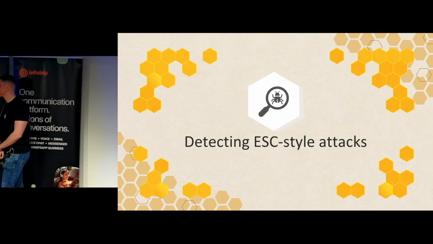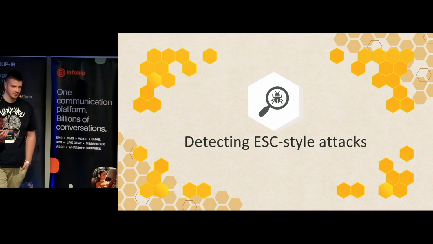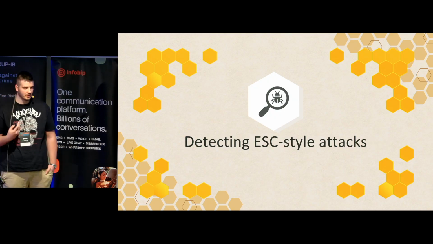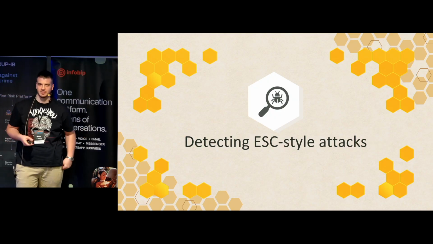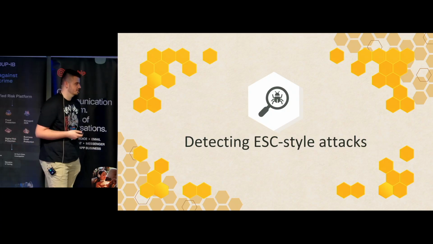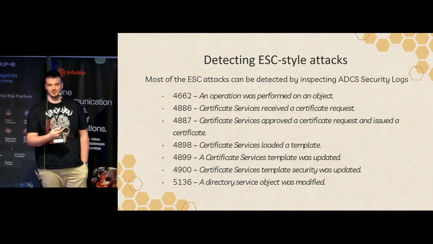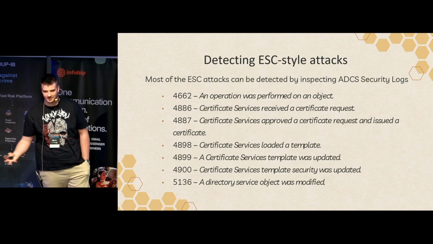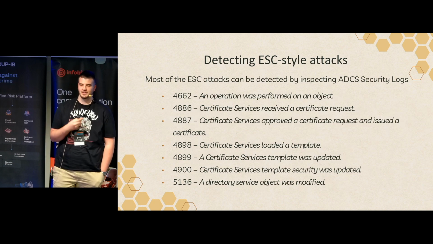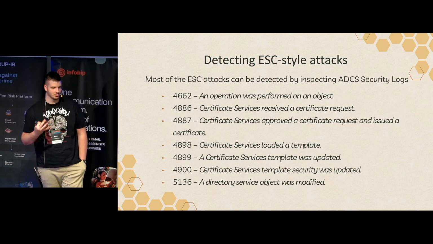So as Josip just mentioned, we have a bunch of ESCs that we can exploit. The thing that we should be generally interested in is how do we detect those attacks, right? So first of all, we need logs. We always need logs. It's a blue team curse. There are 3 of these which are important for us.